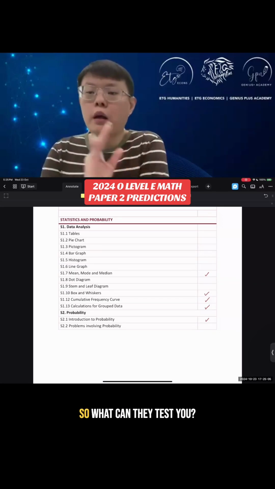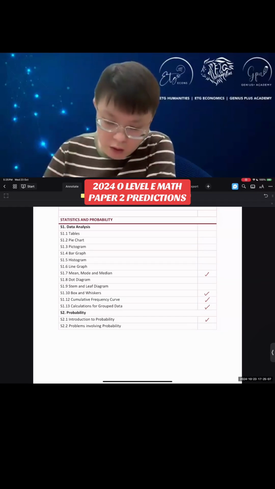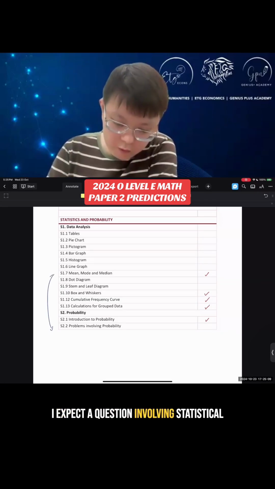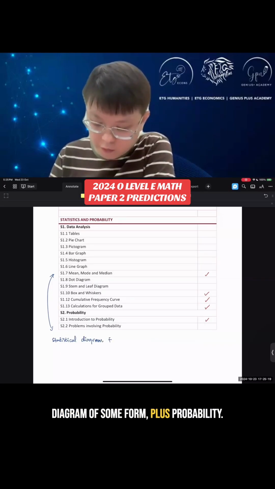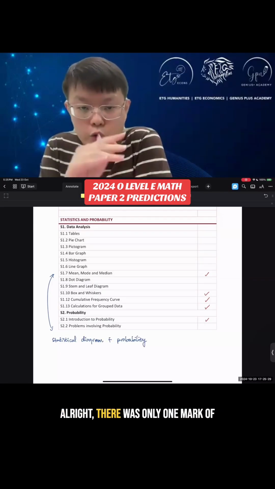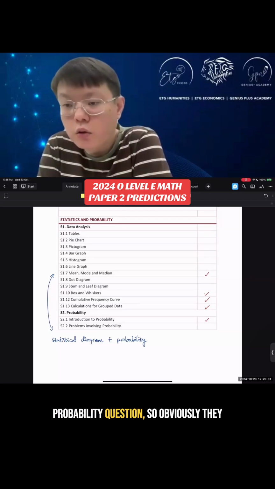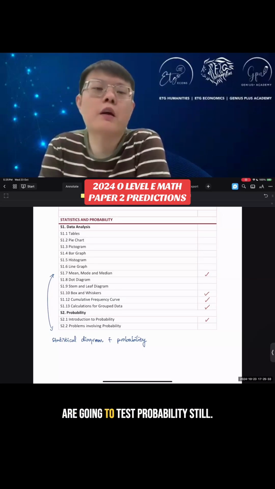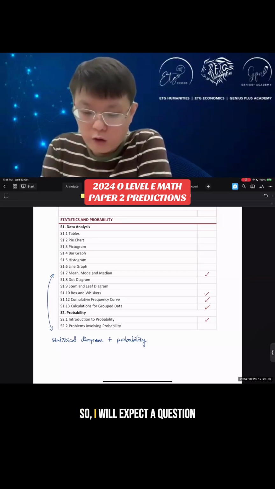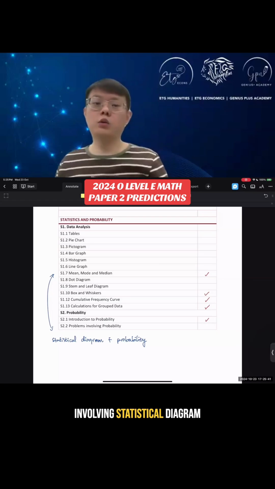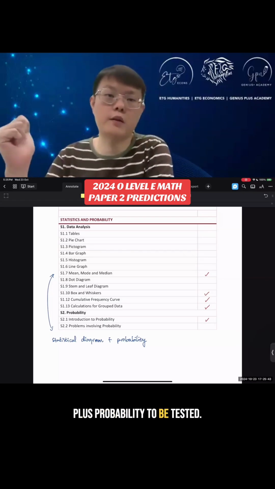So what can they test you? I expect a question involving a statistical diagram of some form plus probability. There was only 1 mark of probability question. So obviously they are going to test probability still. That goes without saying. So I will expect a question involving statistical diagram plus probability to be tested.